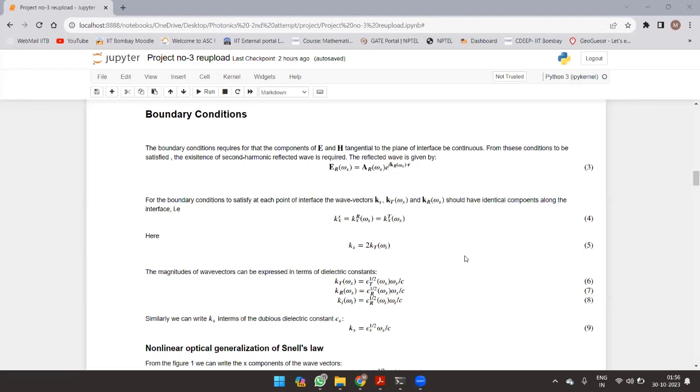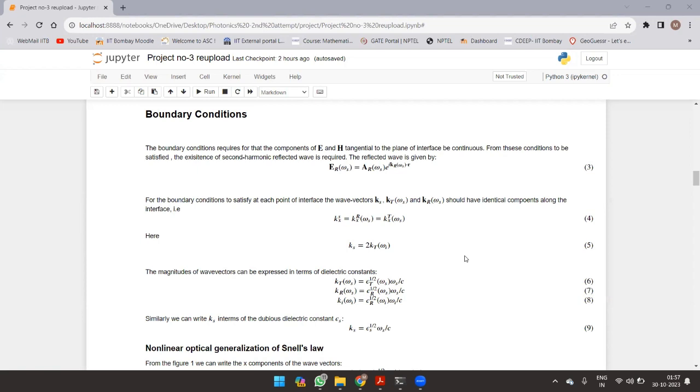Hi, I am Praveen, and I'm continuing after my partner, and I'm going to discuss the boundary conditions. For boundary conditions, the components of E and H tangential to the plane of the interface should be continuous. And from these conditions, there is a criterion that should be satisfied. There must be the existence of a second harmonic reflected wave that is required, and the equation for that is ER at omega s is equal to AR at omega s times e to the power KR at omega s dot R.